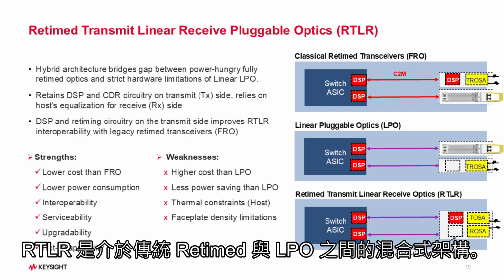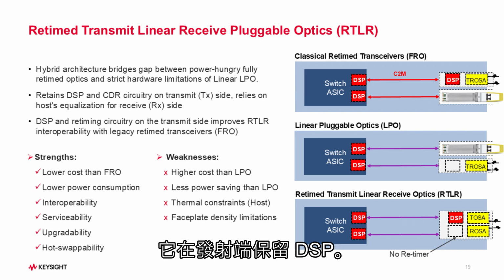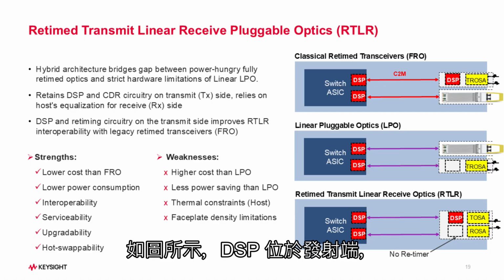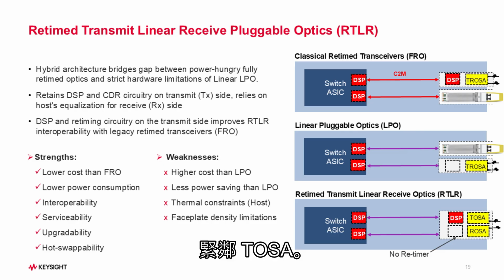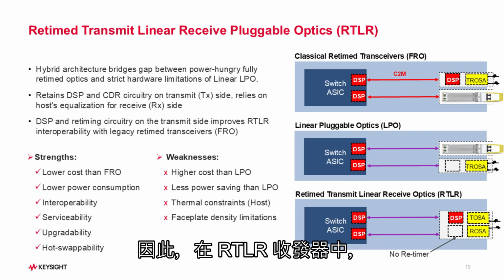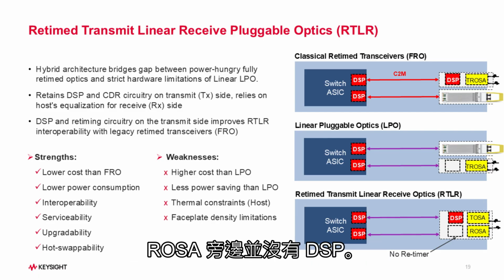And RTLR is a hybrid architecture between classical retimed and linear optics. It essentially uses a retimer for the transmit path. So we see here we have a DSP on the transmit right next to the TOSA, and it removes the DSP from the receive path to reduce cost and power. So you see we don't have a DSP next to the ROSA on this RTLR transceiver.